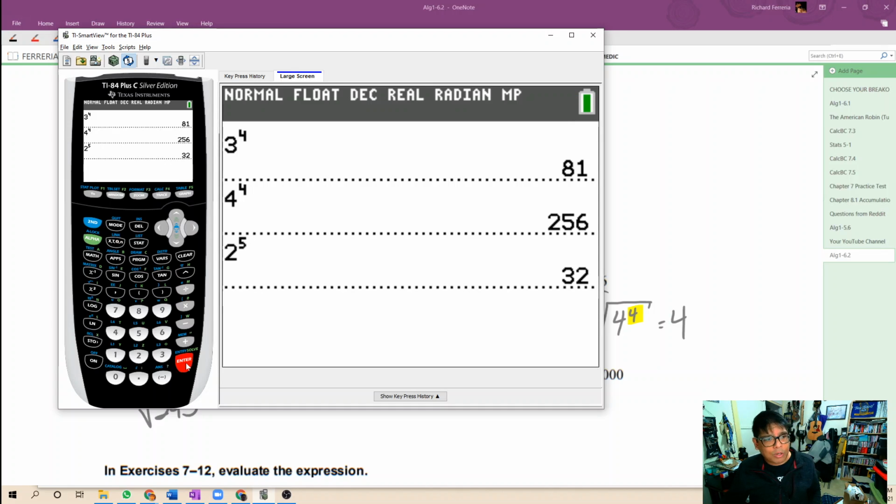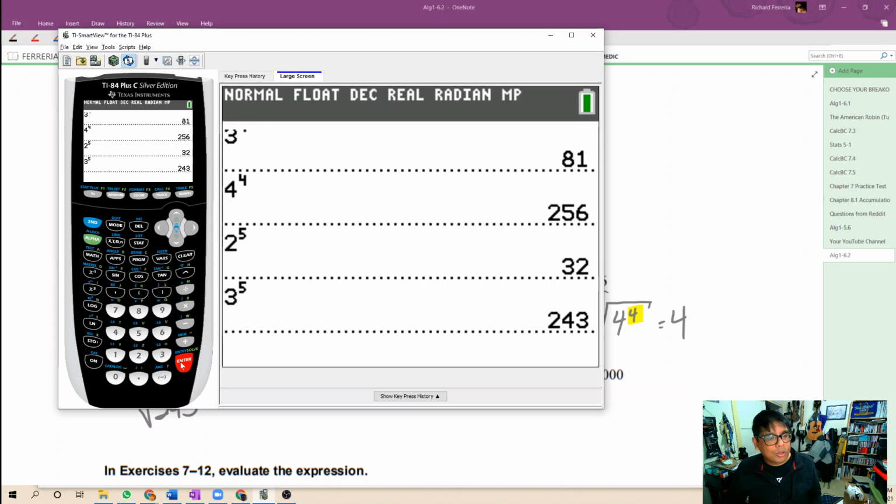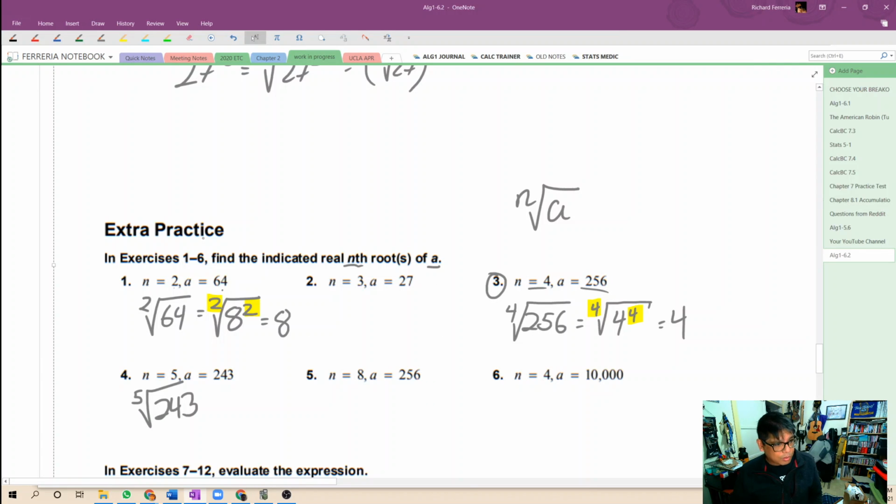2 to the fifth power is 32. Not big enough. Let's try 3 to the fifth power. 243. Bingo. So I got it. 3 to the fifth power is 243. So this is equal to the fifth root of 3 to the fifth power. Therefore, it's just equal to 3.